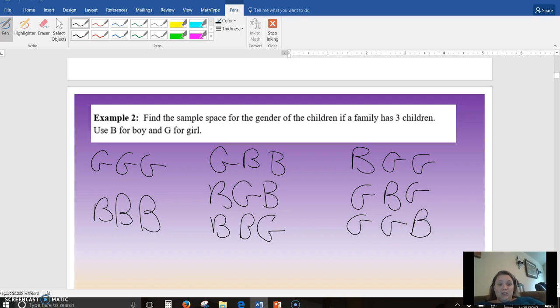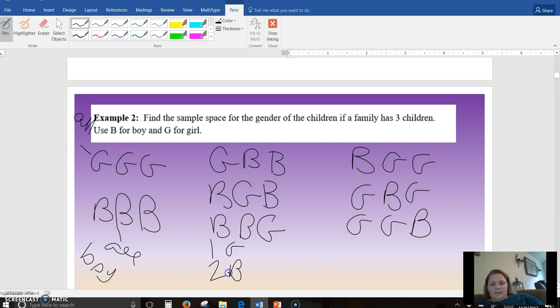And so these are your probabilities. This is your sample space for having 3 kids. This is all girls. This is all boys. This is 1 girl, 2 boys. This is 1 boy, 2 girls. So there are 1, 2, 3, 4, 5, 6, 7, 8 possibilities.